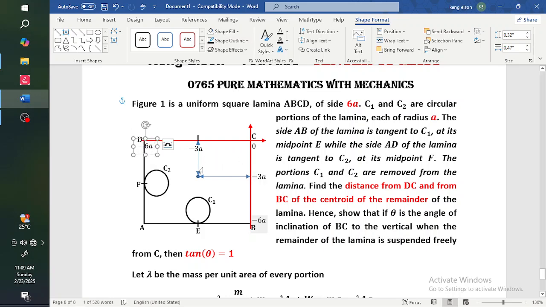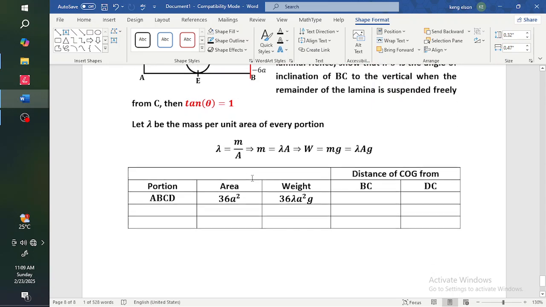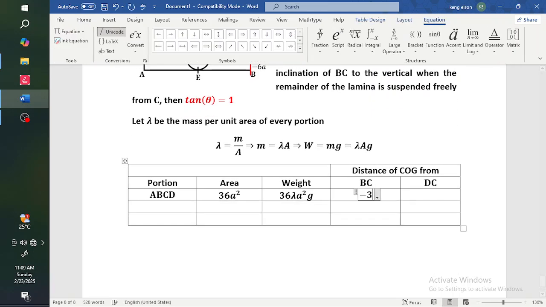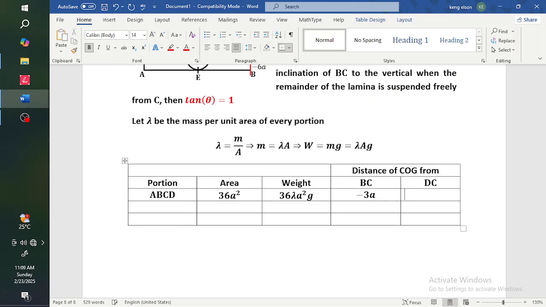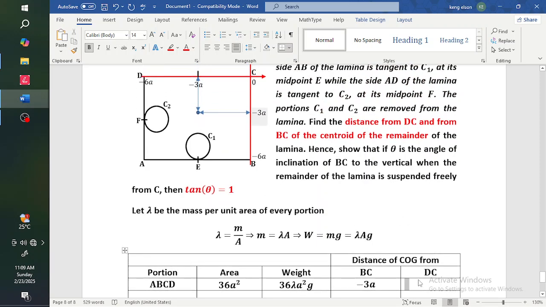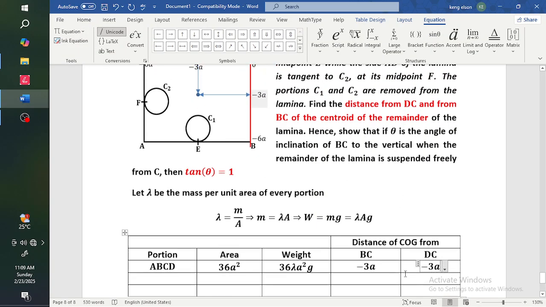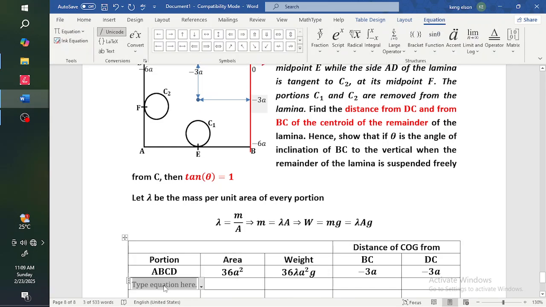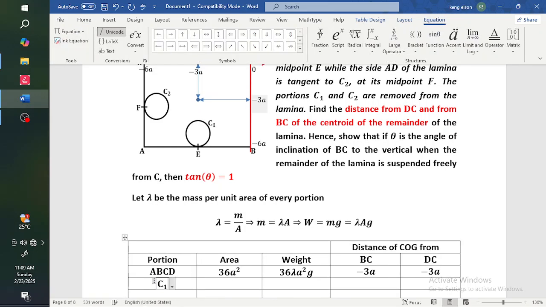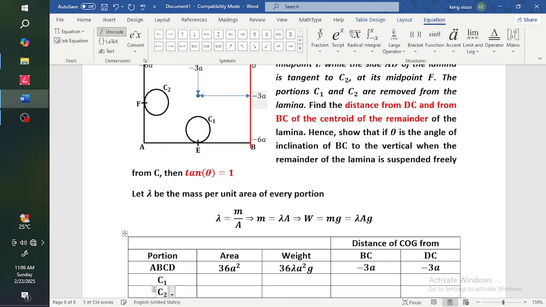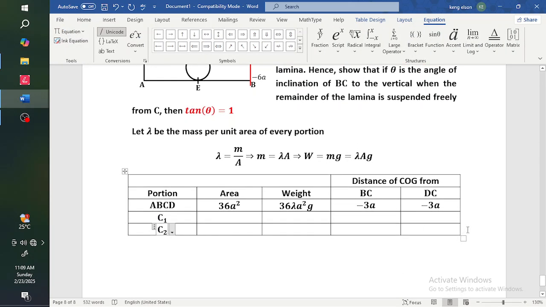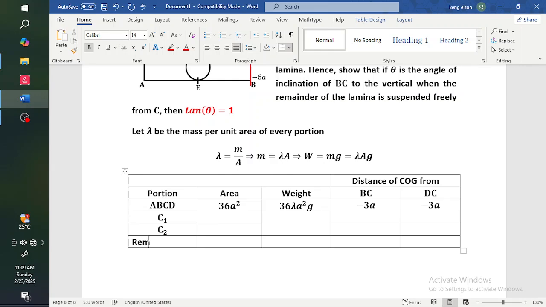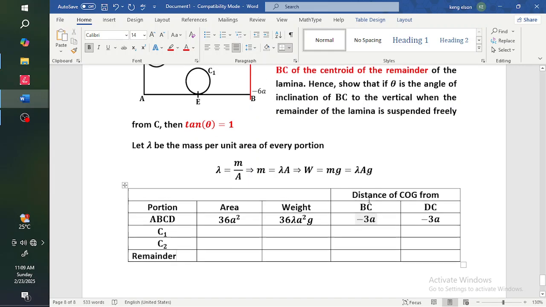So the distance of the center of mass of the ABCD from the side BC is negative 3a. Remember, we are taking the negative sign because it is actually a displacement, negative 3a. What about from DC? From DC is also negative 3a. Okay, next thing is, let's take the circular portions. So let's take the portion C1. Then we also have the portion C2, and then we have a remainder, because when we remove those portions, you are going to have a remainder.